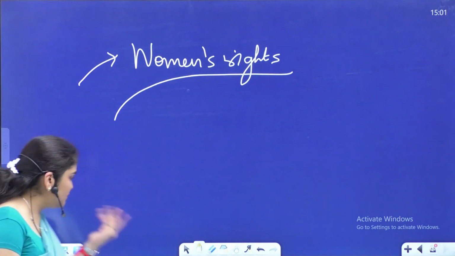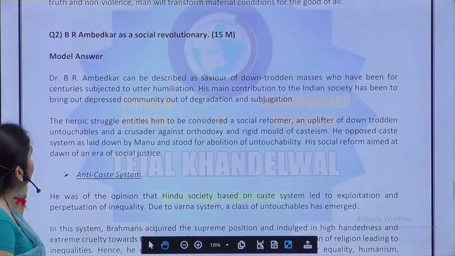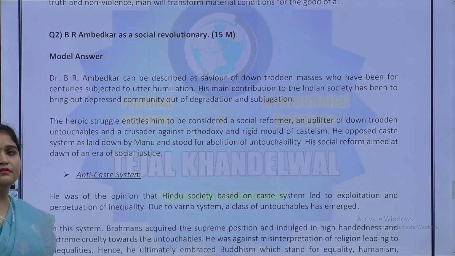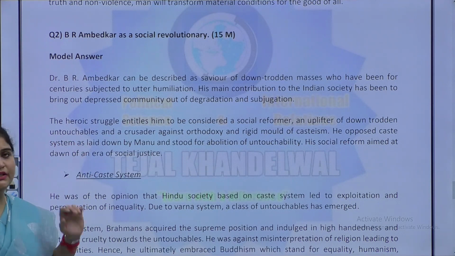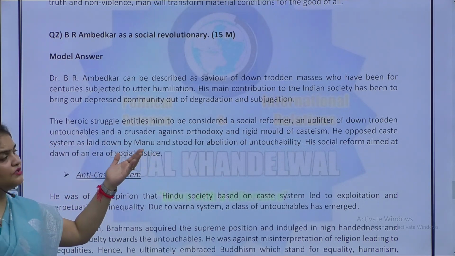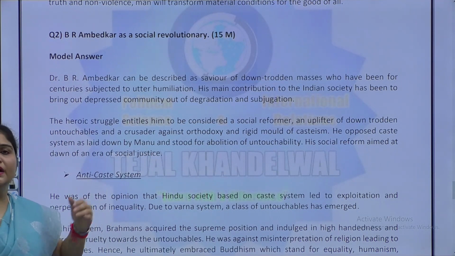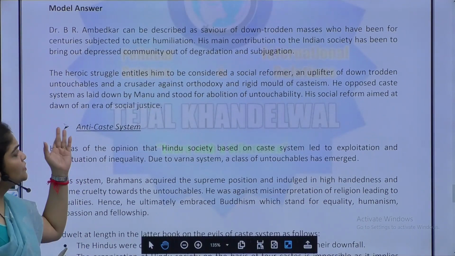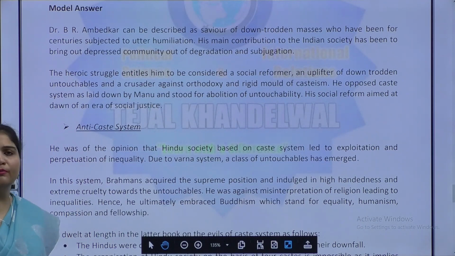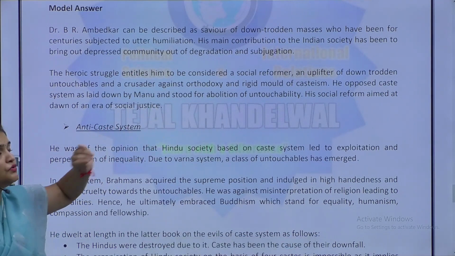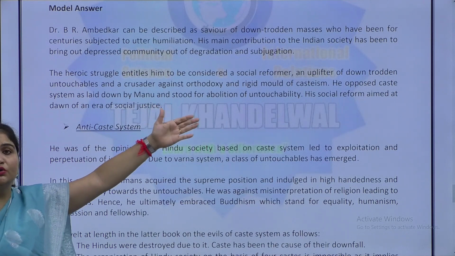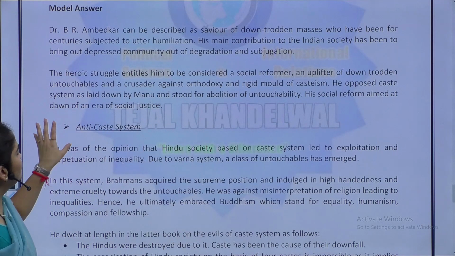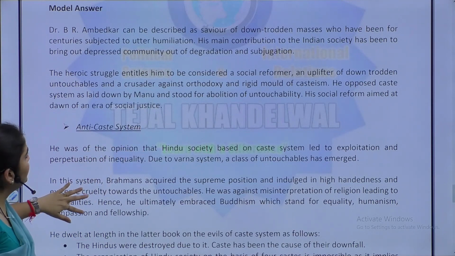Okay? So let's just recap Ambedkar's view. So he is a savior of downtrodden masses who have been subject to utter humiliation. And his main contribution to Indian society is to bring the depressed community out of degradation and subjugation. All right? So he is considered a social reformer, an uplifter of the downtrodden sections, a crusader against orthodoxy and the rigid mold of casteism. Okay? And he brought in an era of social justice.